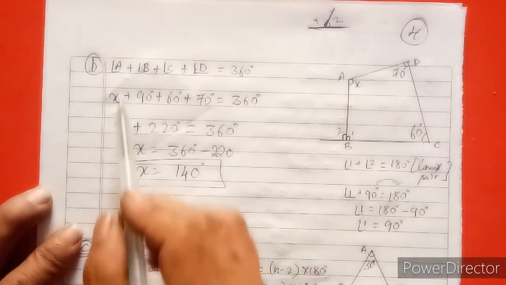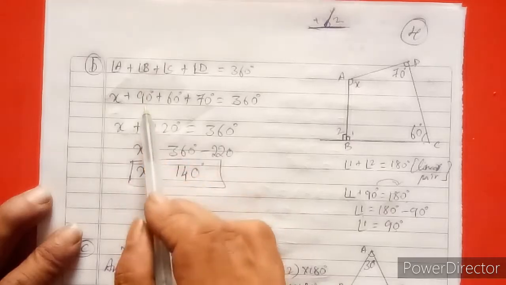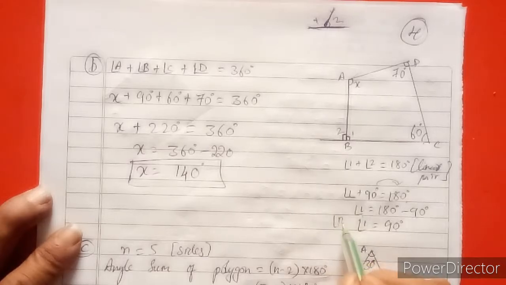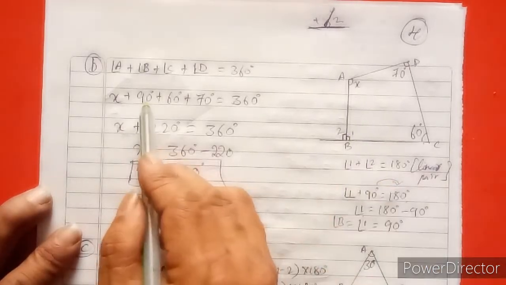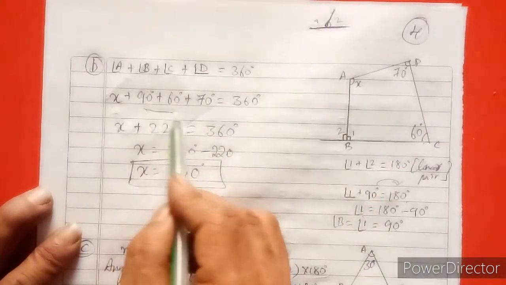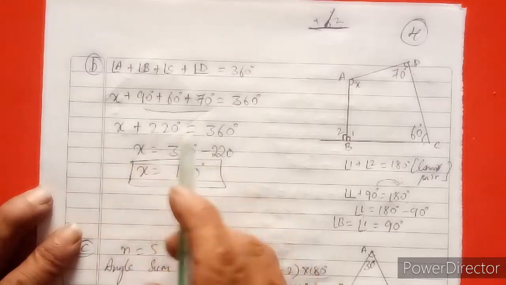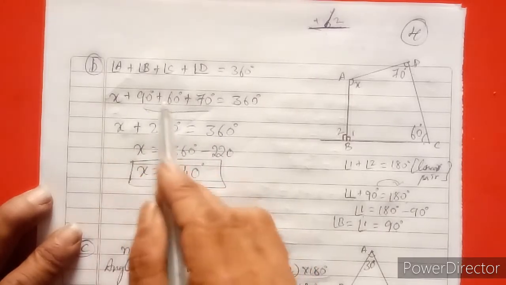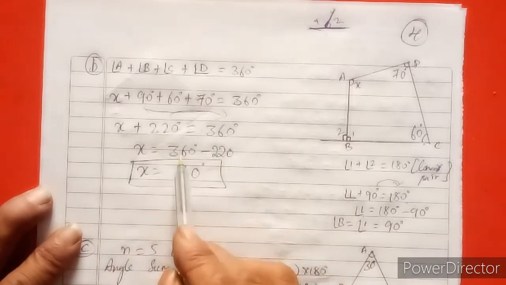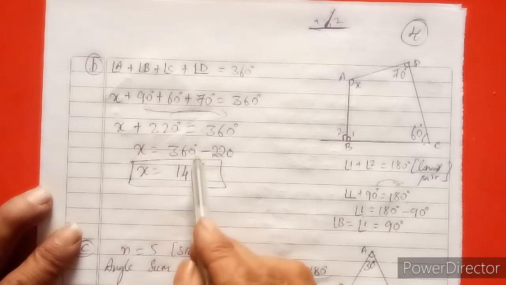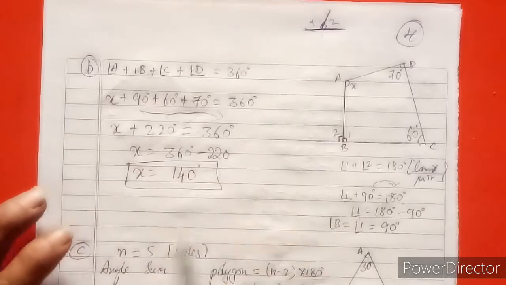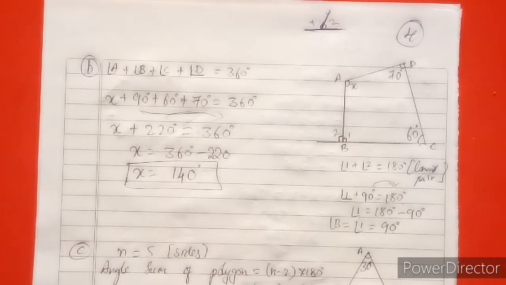According to the 4-sided figure, angle A is X and angle B is 90 degrees. Angle B is nothing but angle 1, so angle B is 90 degrees. Angle C is 60 degrees and angle D is 70 degrees. If we add these three, the total becomes 220 degrees. X plus 220 is equal to 360 degrees. If I transpose it, it becomes a minus sign. 360 minus 220: 0 minus 0 is 0, 6 minus 2 is 4, and 3 minus 2 is 1. So the value of X we got is 140 degrees.